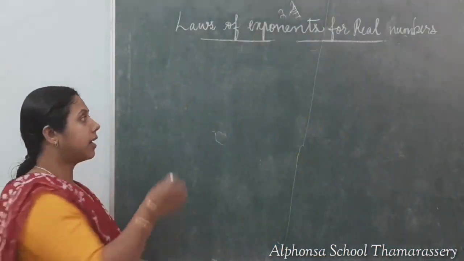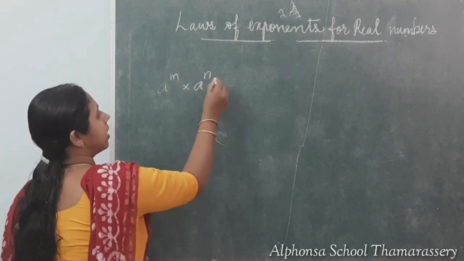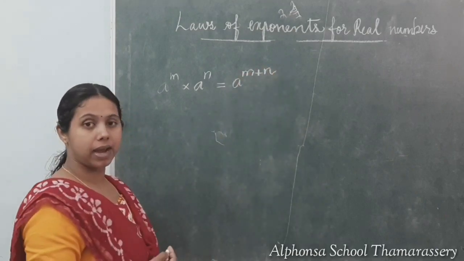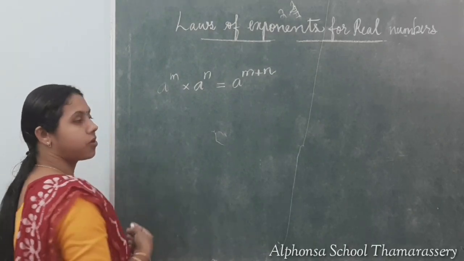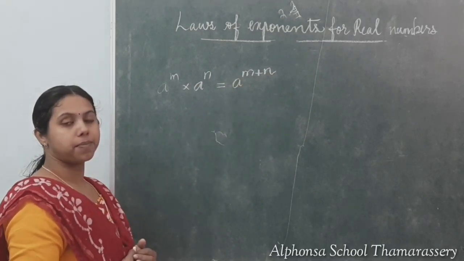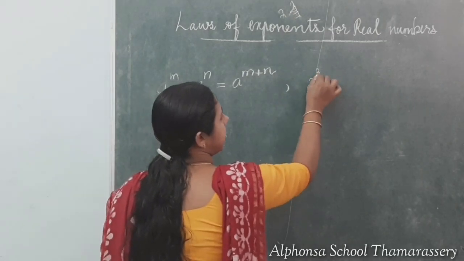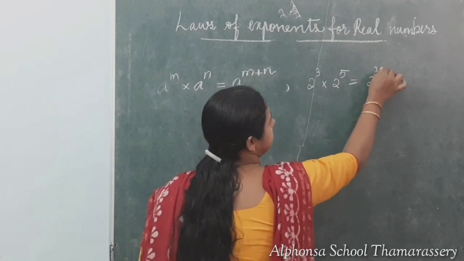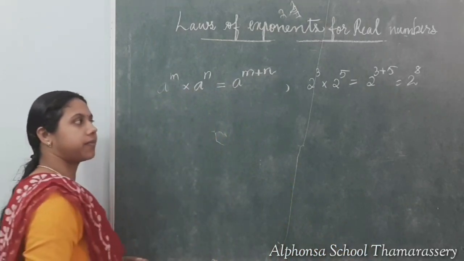We know that a raised to m into a raised to n is equal to a raised to m plus n, where m and n are integers. That is the first law we studied. For example, 2 raised to 3 into 2 raised to 5 is equal to 2 raised to 3 plus 5, which is equal to 2 raised to 8.